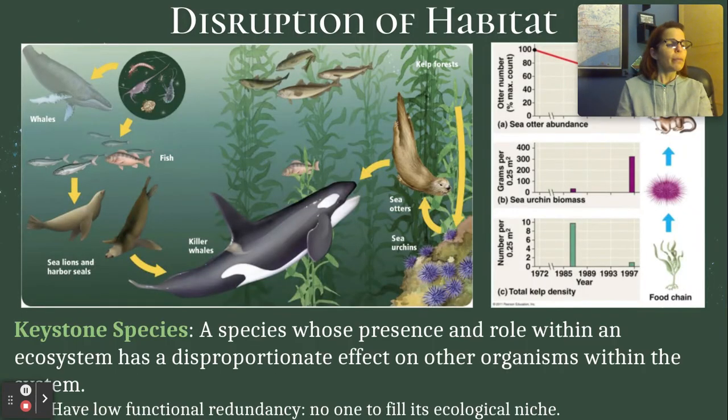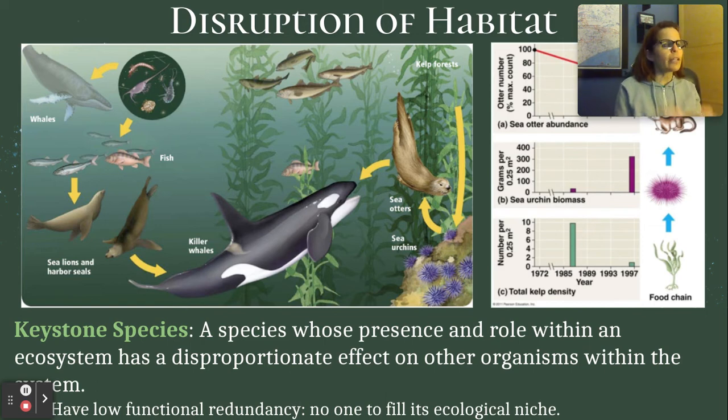We also talked about how humans, even unintentionally, can disrupt a habitat. In the example here, this was off the coast of California. We overfished, and that led to a huge series of events, eventually leading to the death and the decline of the sea otter.